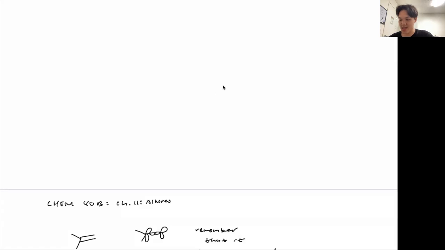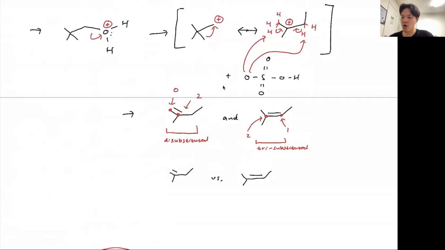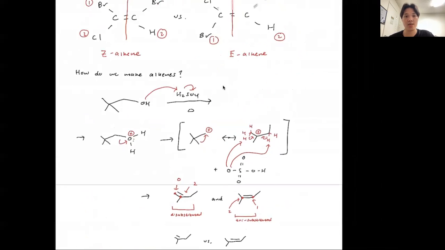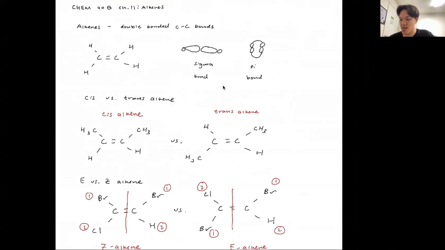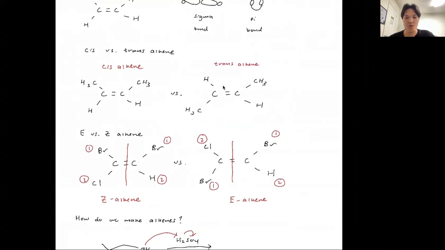Hello, everyone. This is going to be the second part of chapter 11. And last video, we were focusing on alkenes, but we only focused on a few things. One of them was naming. So we named a cis alkene and a trans alkene. And then we learned a new form of naming system, E or Z, right?